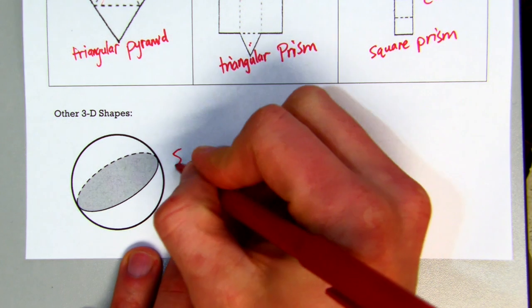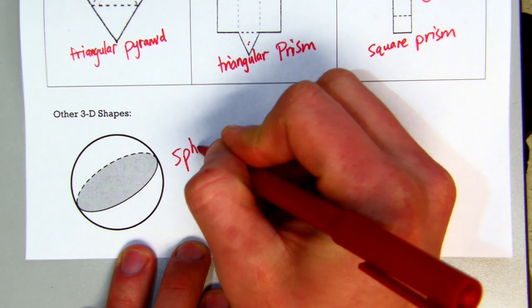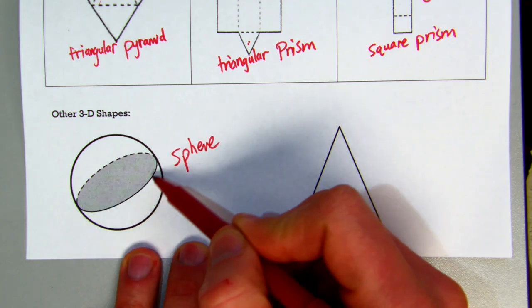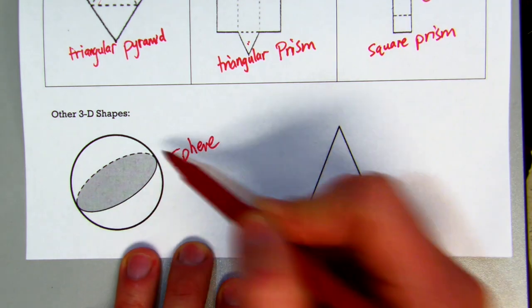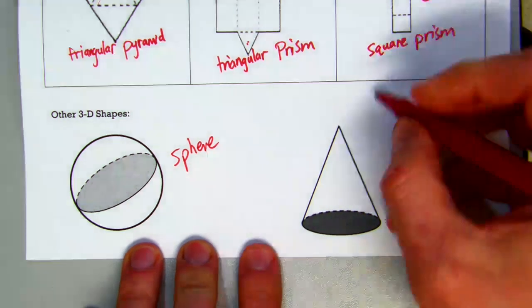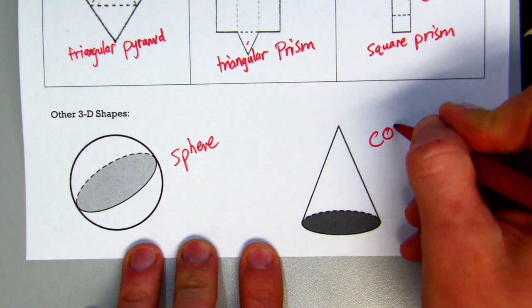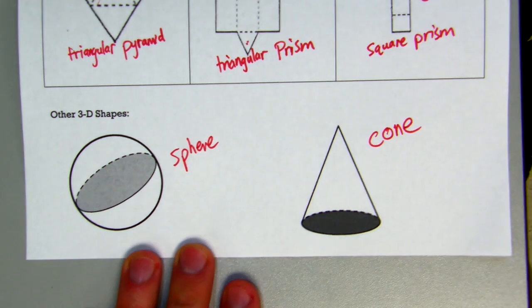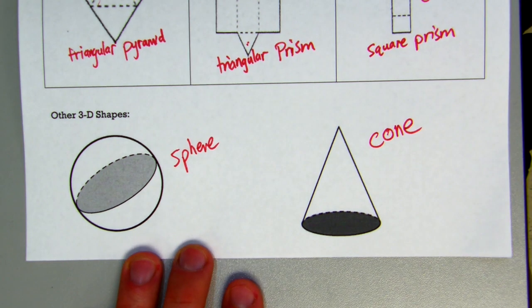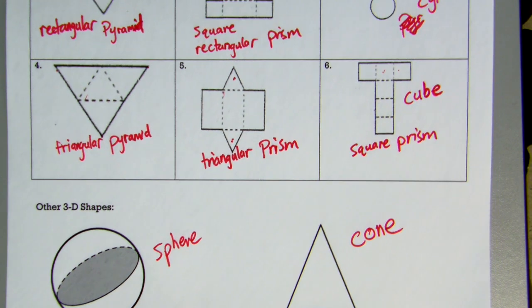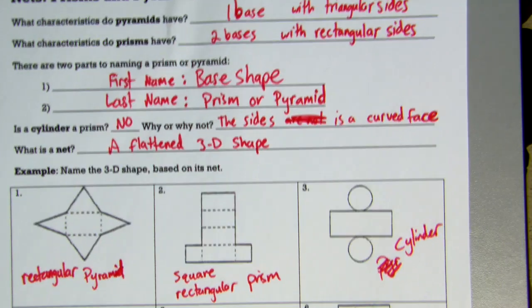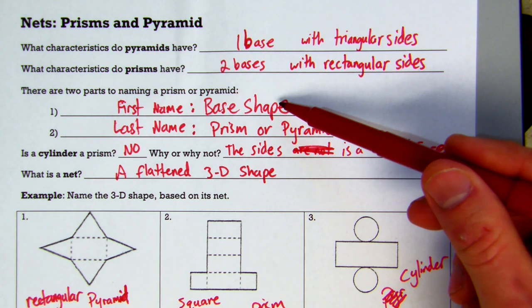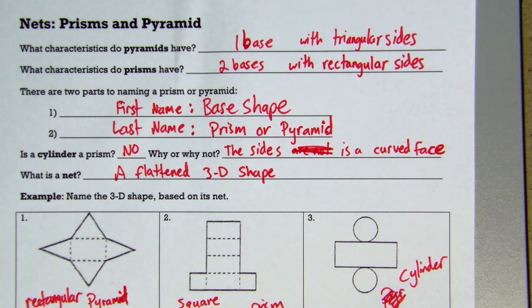First one is a sphere. Notice inside my sphere it has an oval circle shape there. And then lastly is my cone. Notice how there's a circular shape there as well. So those are my nets and some 3D shapes that I'm going to need to know, and some ways that I can classify them. Remember, first name is the base, second name is either prism or pyramid.